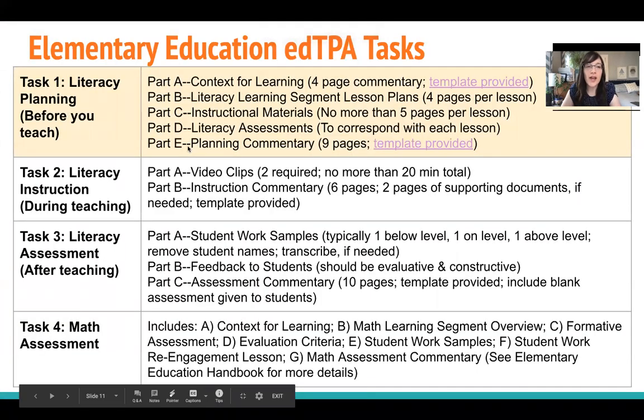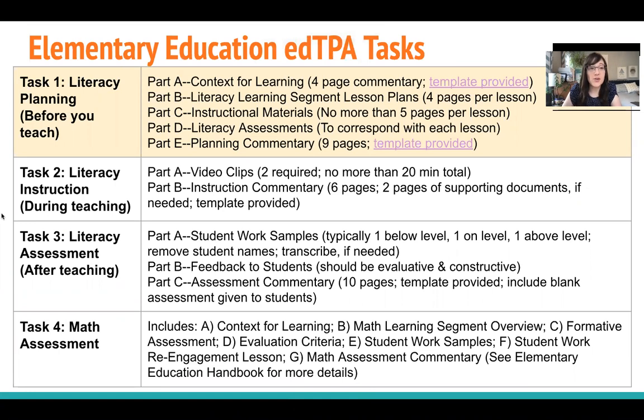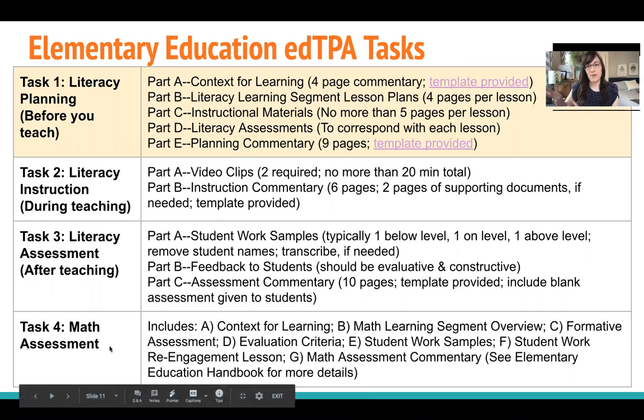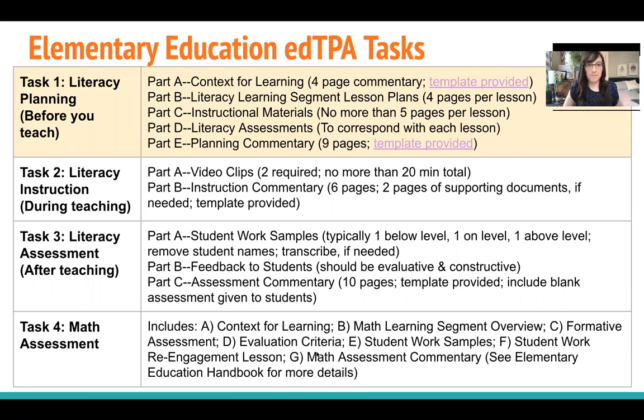So just another look at the different tasks. You can see task one is the literacy planning task, which happens before you teach in your student teaching. Task two is all about your teaching. That's where you're capturing the videos of yourself and writing a reflective commentary. Task three is your assessment. You're going to collect work samples, give feedback to your students, write a commentary to reflect. And task four is that math one that basically does everything in the literacy in a condensed form.